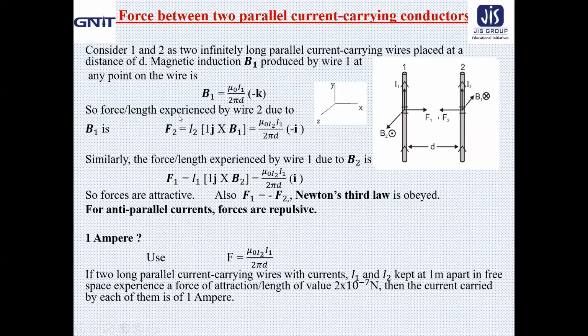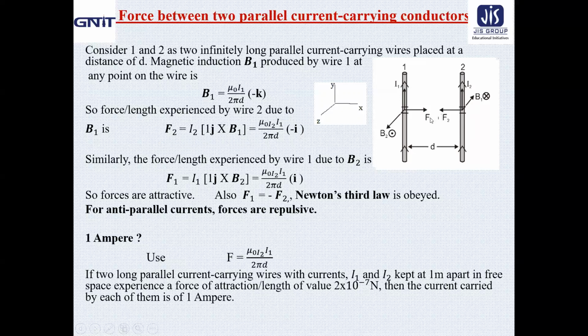So, the force per unit length experienced by wire 2 due to B1. Now, B1 is created here, and through wire 2 current I2 is flowing. So, force on a current carrying conductor: in the last class, we have done it. What was that? The expression we got, F equal to I L cross B.